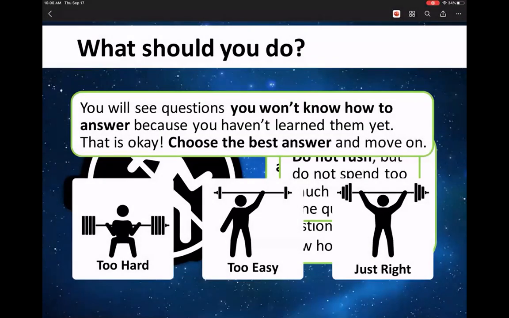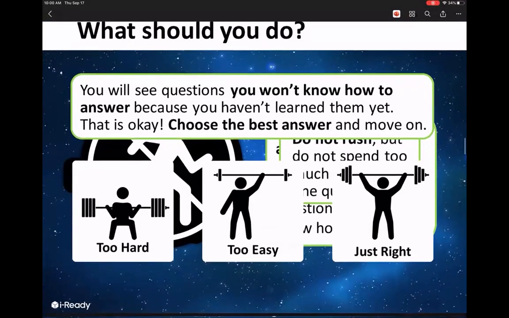Okay, you will see questions you won't know how to answer because you haven't learned them yet. That is okay. Choose the best answer and move on. Do not rush, but do not spend too much time.